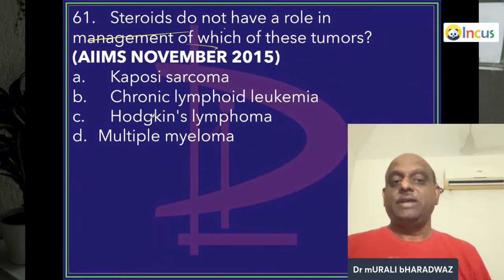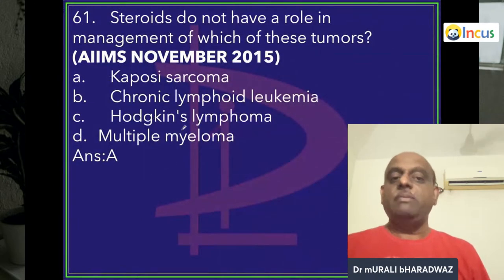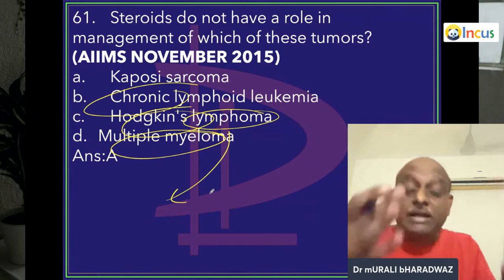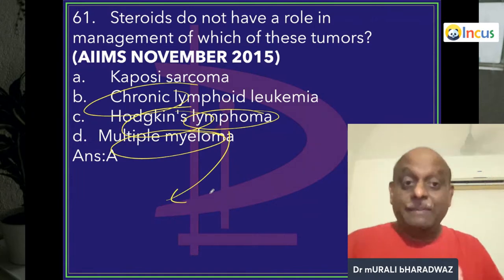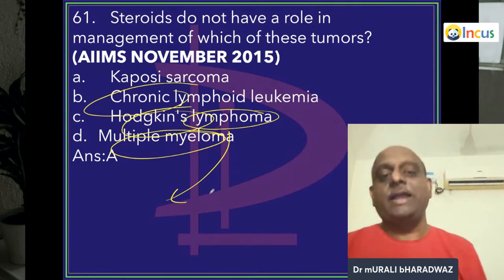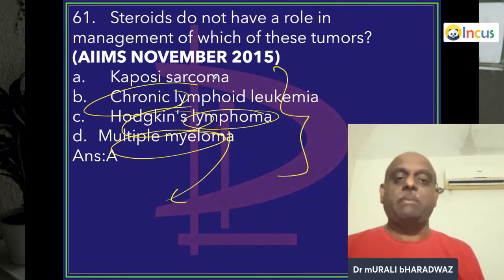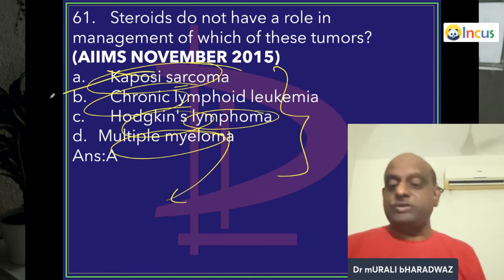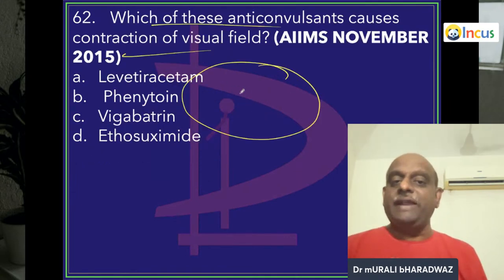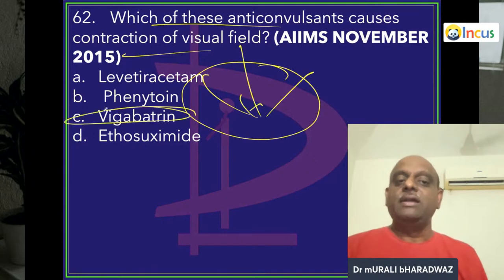Steroids have a role in multiple myeloma and Hodgkin's lymphoma. In fact, lymphomas melt like snow if you give steroid. That is the rule which you need to remember. Not in Kaposi's sarcoma.